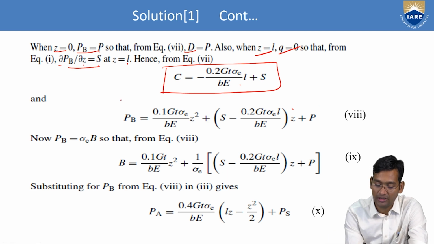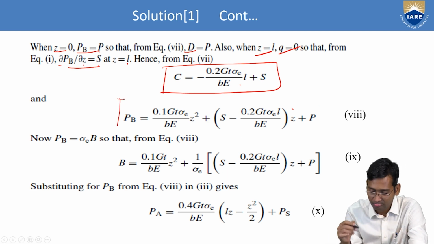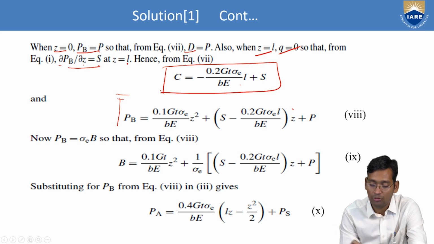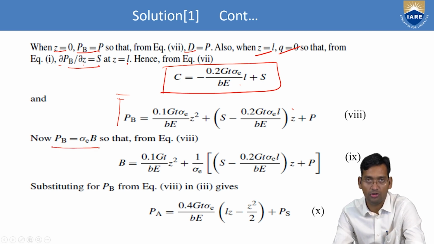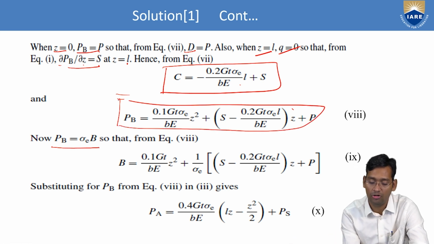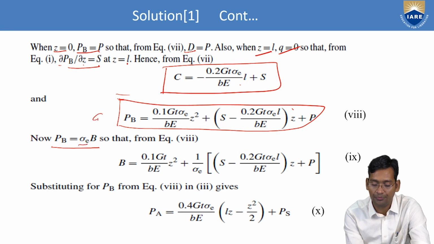So this is our final equation for PB. Now another one is there. Now PB is equal to what? Sigma E into B, because we have to find B. So this is the final equation for PB. Now replace PB as sigma E into B.